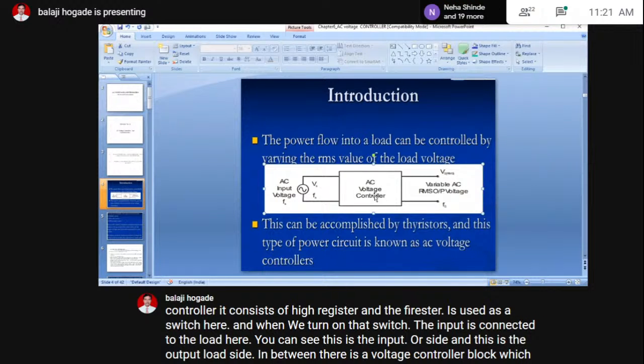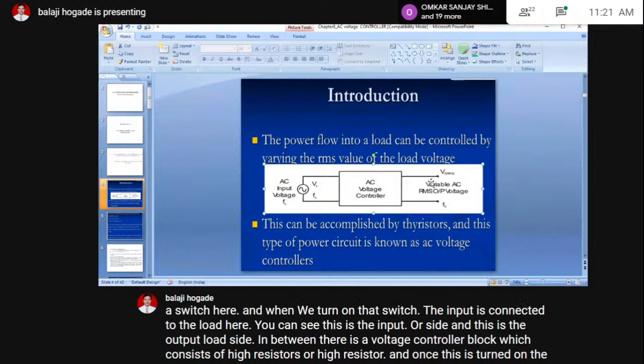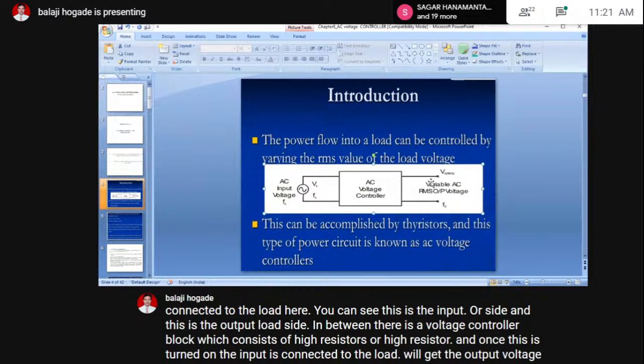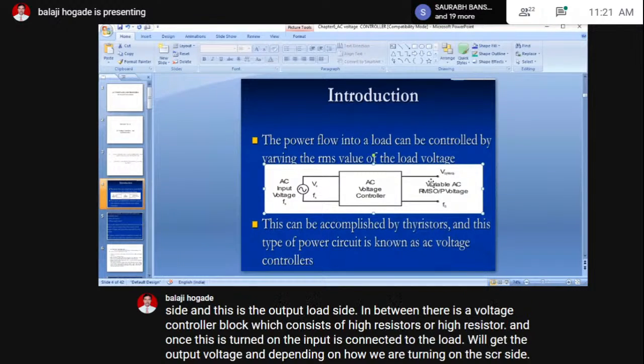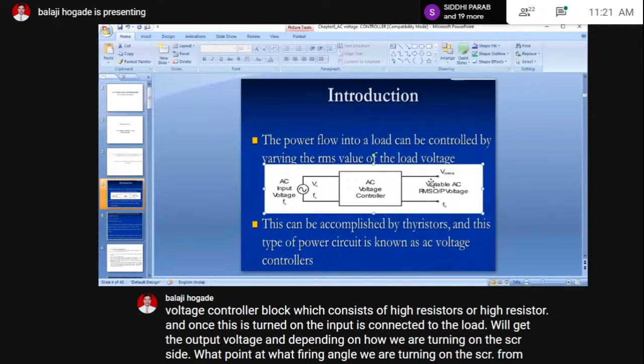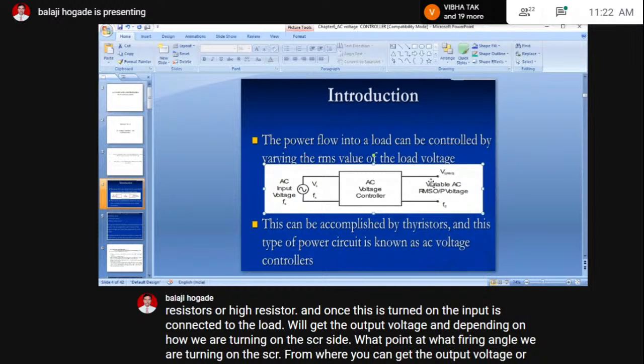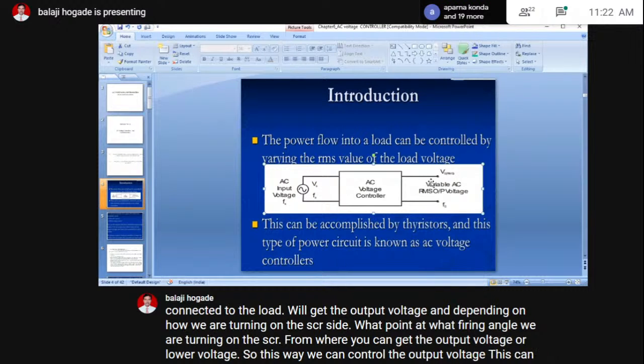Once this is turned on, the input is connected to the load. We'll get the output voltage, and depending on how we are turning on the SCRs, at what firing angle we are turning on the SCR, from there you can get the output voltage or load voltage. So this way we can control the output voltage. This can be accomplished by thyristors, and this type of power circuit is known as AC voltage controllers.